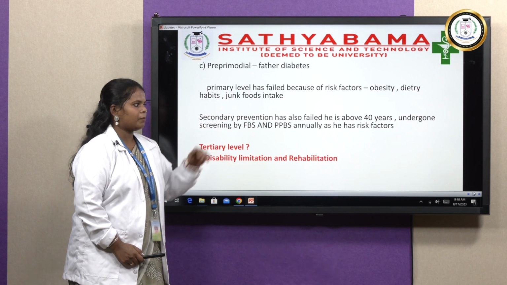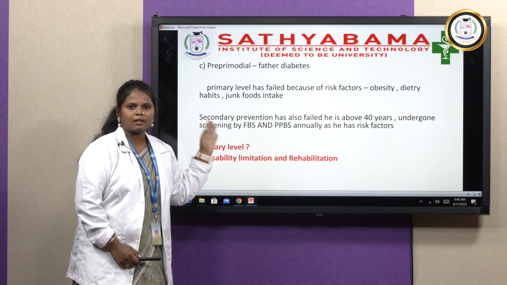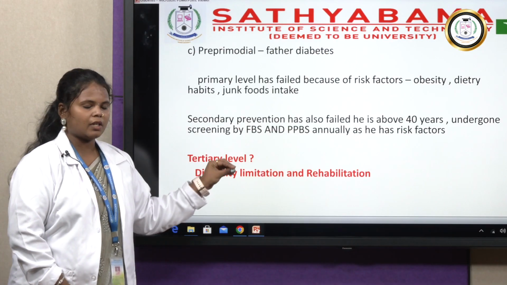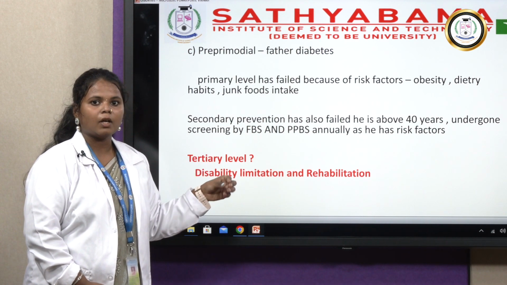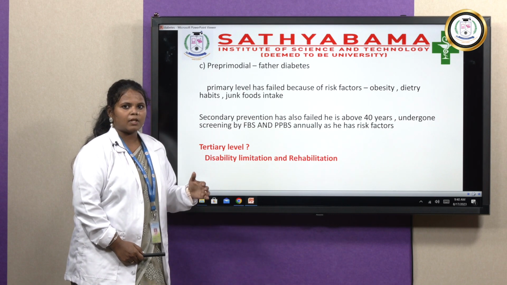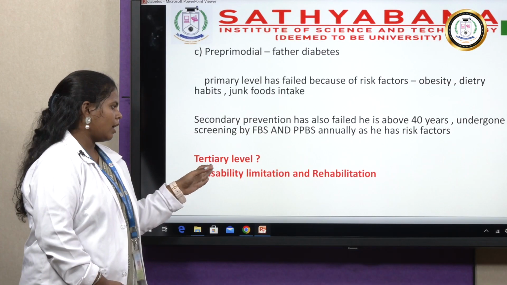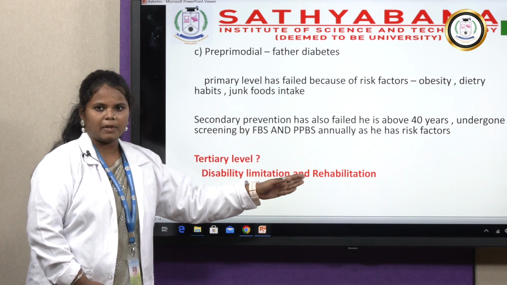And coming to secondary prevention, this has already failed, as he is above 40 years and should have undergone FBS and postprandial blood glucose checks annually. He has almost all the risk factors, so you have failed in secondary prevention also. And coming to the tertiary level, this is the last level where you can save the patient. You can prevent the patient from developing other complications like cardiovascular events, nephropathy or retinopathy, through disability limitation and rehabilitation.